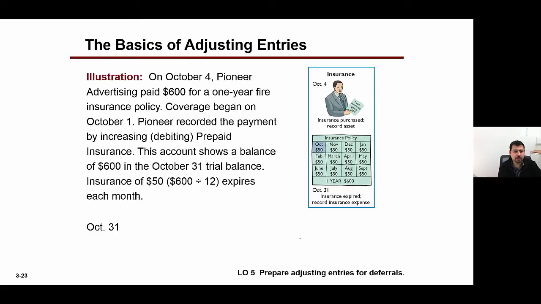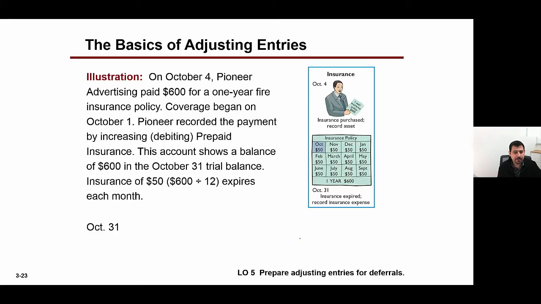Here, this is similar to the example that we discussed before. This is where the company paid in advance a 1-year insurance policy. Now, this insurance policy will have to be split over the useful life, or basically over the time that it will cover. So every month $50 of insurance will have expired. Now the unadjusted trial balance reflects the original value of prepaid insurance. It will show it as $600.